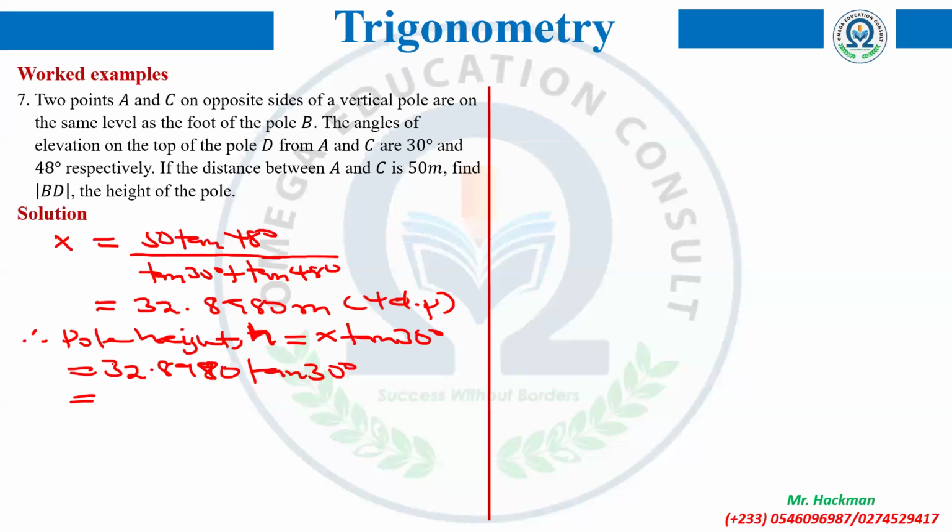Your calculator will give you a whole lot. You approximate to 4 dp. Is there any required approximation here? There is no required approximation, so you end with the 4 dp, then you attach your units. Is that clear? Don't forget your unit. Is my point well made?